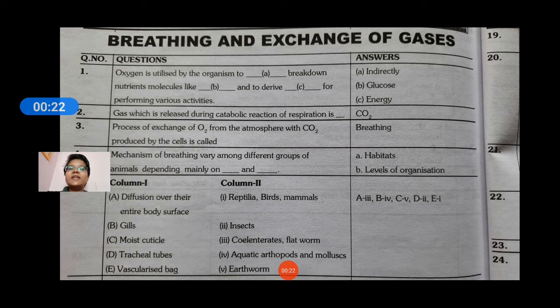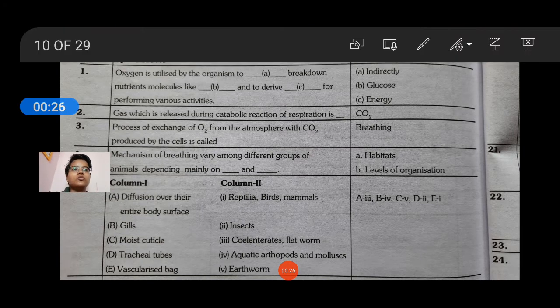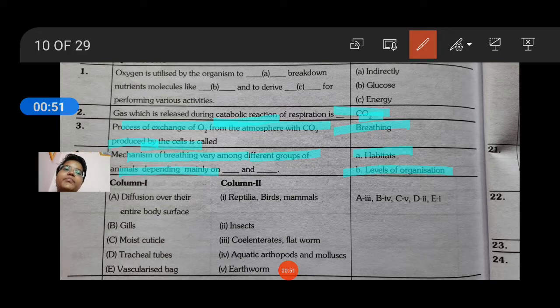The gas which is released during catabolic reactions is CO2, as we already know that it is CO2 which is produced during catabolic reactions. The process of exchange of O2 from the atmosphere with CO2 produced by the cells is called breathing. The mechanism of breathing varies among different groups of animals depending mainly upon their habitats and level of organization.